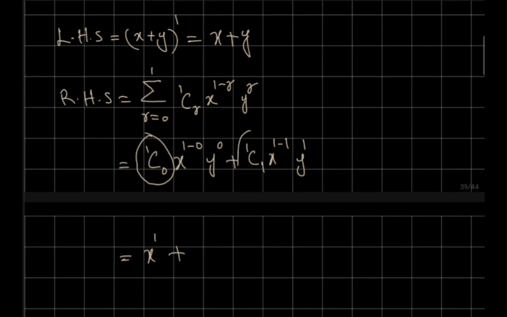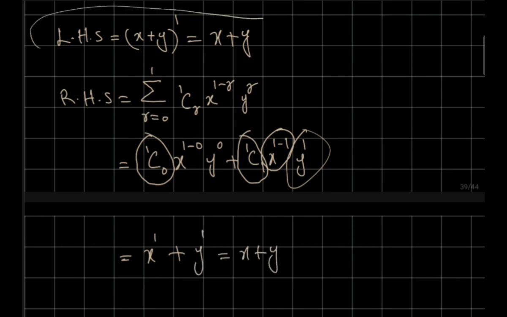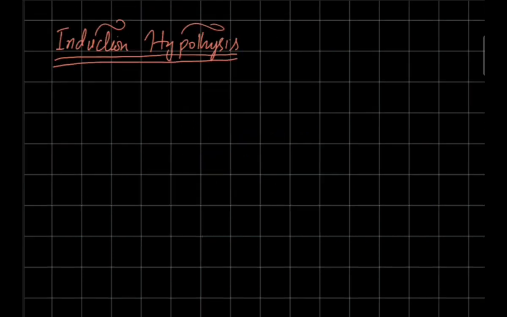Next, 1C1 is always 1, so we will not write 1. x to the 1 minus 1 is x to the 0, and x to the 0 is 1, so we will not write 1. And this is y to the 1. So you will get x plus y, which is the same as the left hand side. So left hand side is equal to right hand side for n is equal to 1. So the first step has been shown.